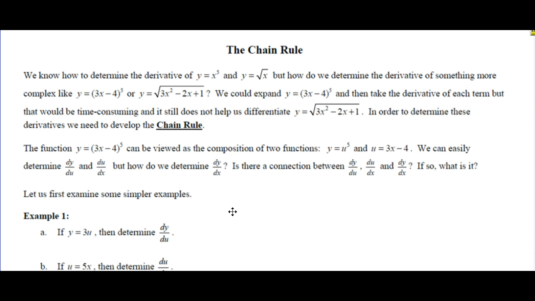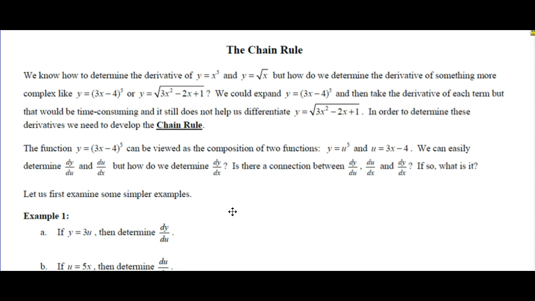We know how to determine the derivative of y equals x to the fifth and y equals square root x, but how do we determine the derivative of something more complex, like 3x minus 4 to the fifth or the square root of 3x squared minus 2x plus 1? We could expand y equals 3x minus 4 to the fifth and then take the derivative of each term, but that would be time consuming and it would not help us differentiate y equals the square root of 3x squared minus 2x plus 1. Or if that was a power of 99 or something.